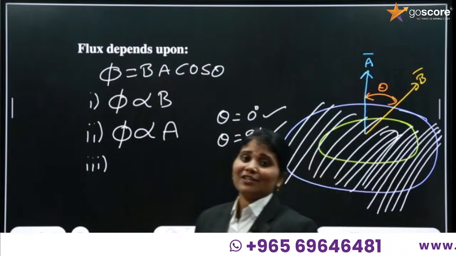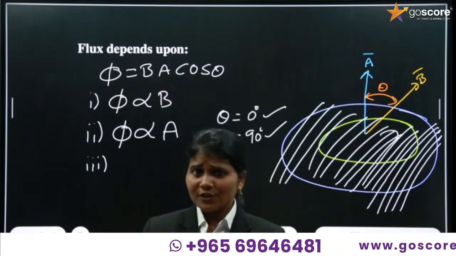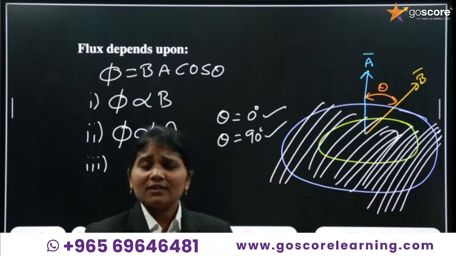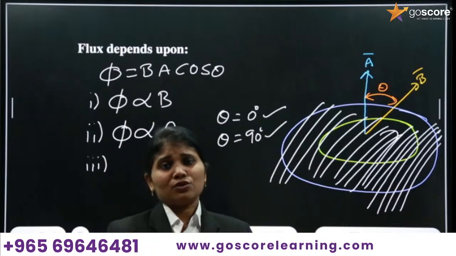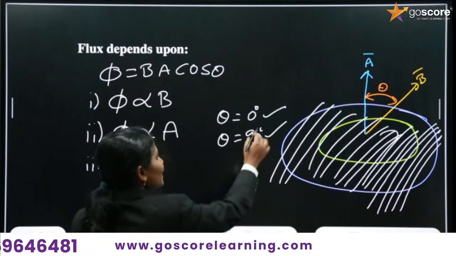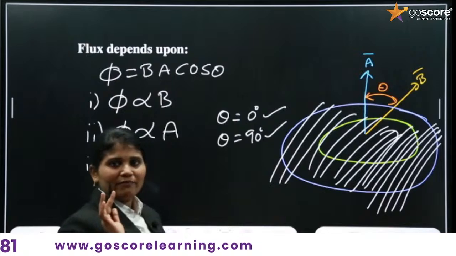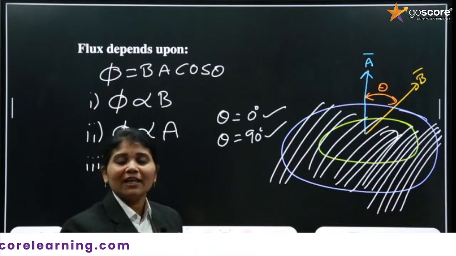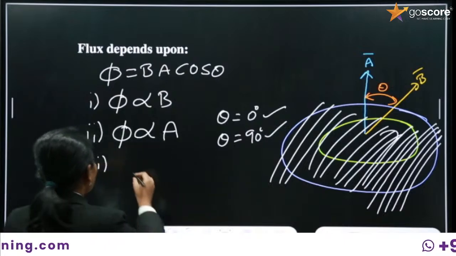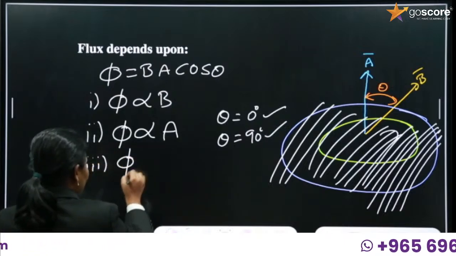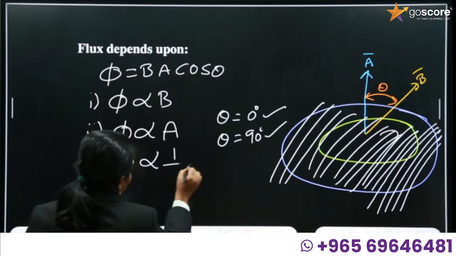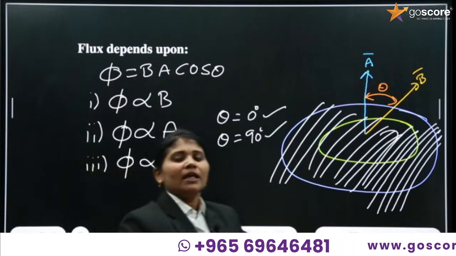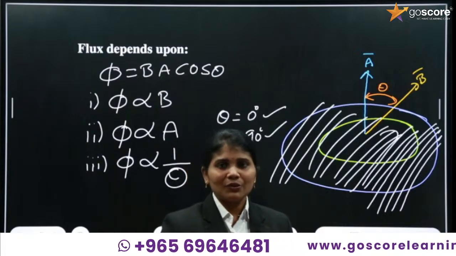Then what is the relationship? Is it a proportional relationship or an inversely proportional relationship? So flux is inversely proportional to theta. For 0 degrees we are getting the maximum value, for 90 degrees we are getting the 0 value. It means flux is inversely proportional to theta.